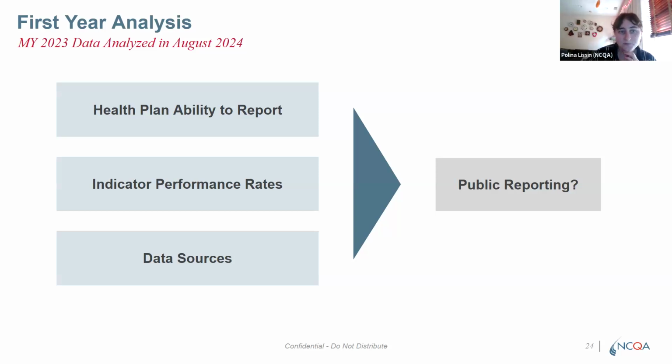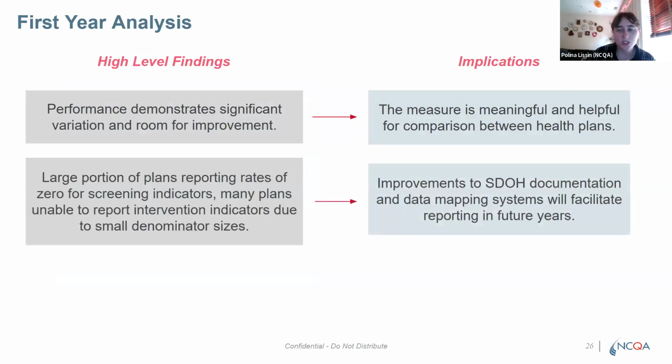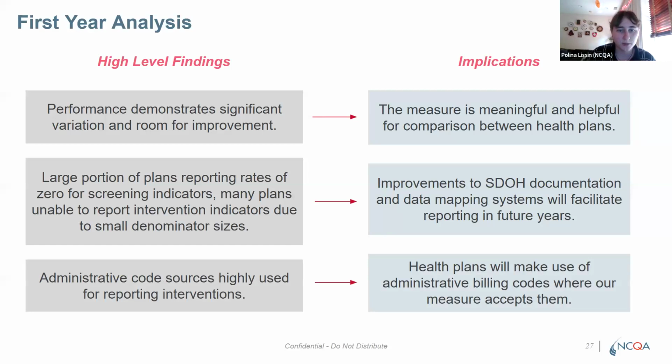Next slide. There are a couple of key findings which we wanted to share with you that have shaped our strategy for the next couple of years with the measure. The first finding is that performance rates were varied, which implies that the measure is meaningful and useful for comparing health plans. There were plans that were reaching intervention indicator performance rates of up to 100%, which suggests that some plans are not screening their general member populations and instead targeting populations that they assume have social needs. So that indicates to us that the measure is useful, that it will contribute to improvement in wider screenings. And the screening performance was below 5%, despite about 70% of plans being able to report the measure. So overall, all of those findings imply to us that the measure is meaningful and helpful for comparison between plans.